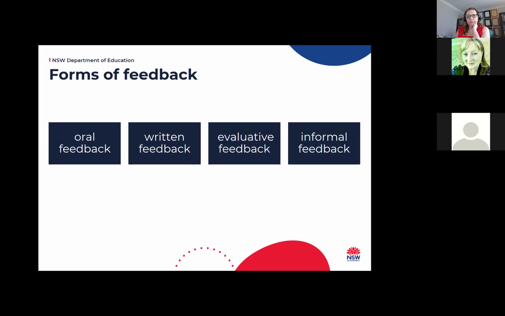Informal feedback, such as check-ins and exit slips, can be used to see how students are progressing and usually occurs during the learning. Formal feedback is often written or a combination of oral and written and usually occurs at the end of a task.